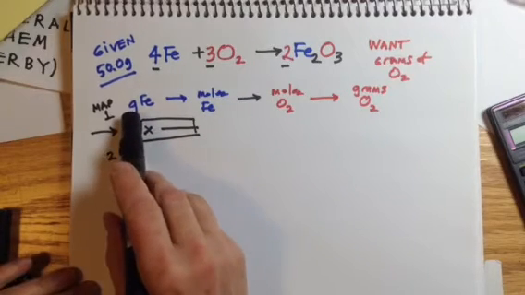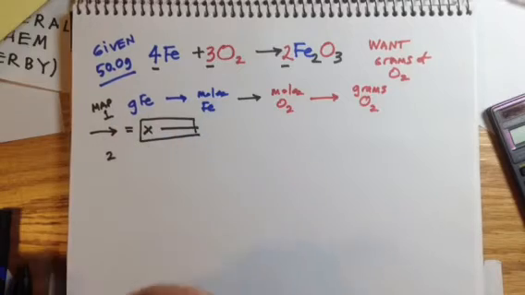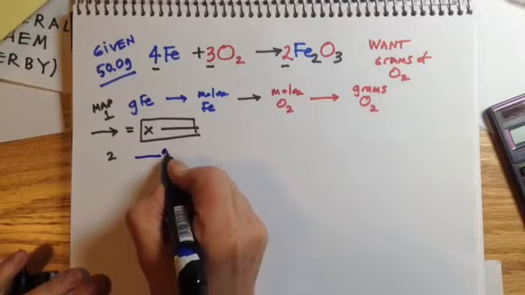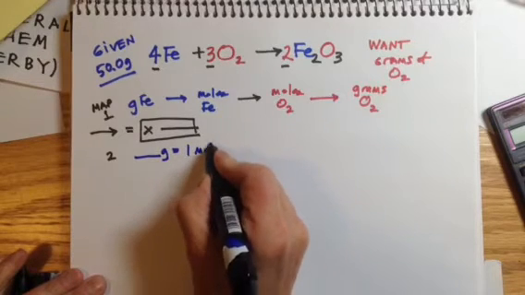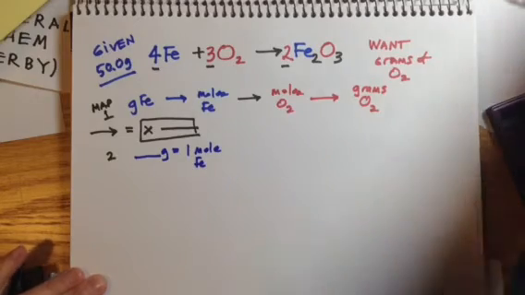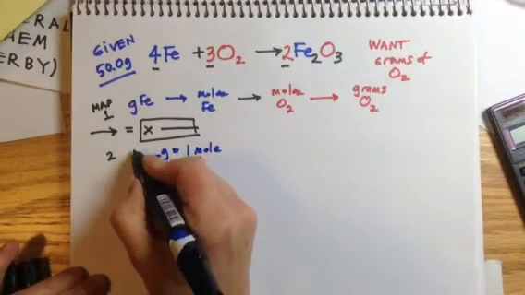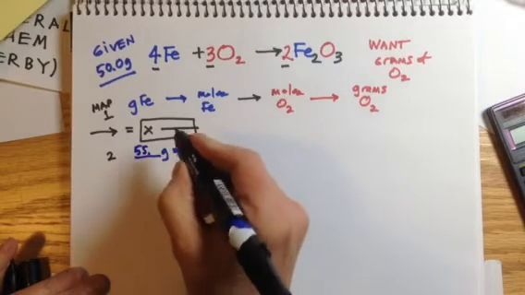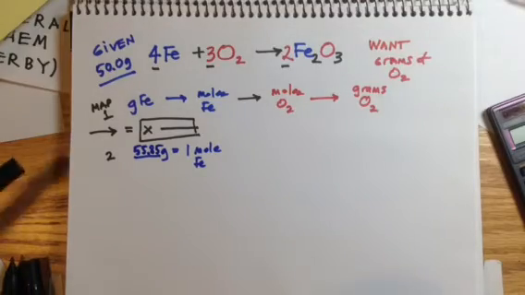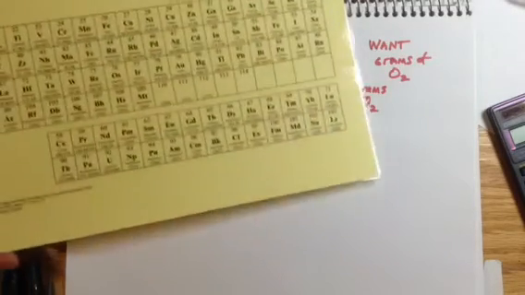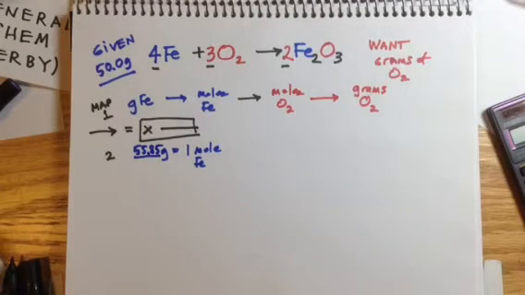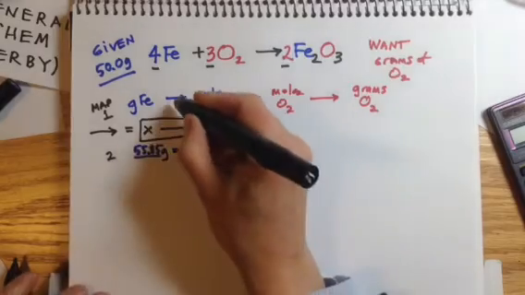So the first one, if we're going to go between grams of iron and moles of iron, we're going to need the molar mass. So we're going to need how many grams of iron is 1 mole of iron. And if I look up on my periodic table, I see that my answer is 55.85 grams of iron is a mole of iron. I looked at my periodic table for that one. I didn't have to look at the equation at all. So that's what we'll use for that first one.